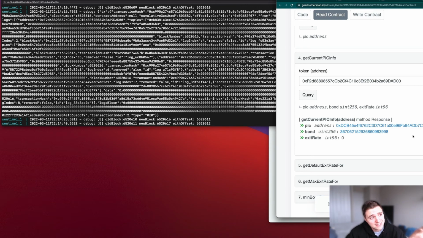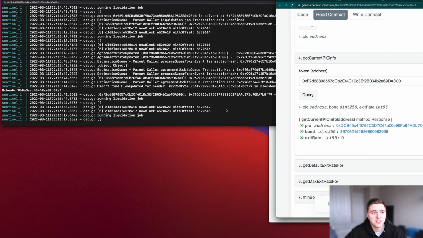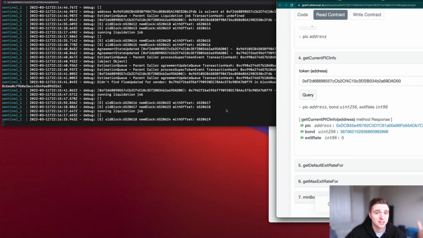So you just saw end to end us spin up a Sentinel. This Sentinel is now watching over the network. It's keeping the network solvent. It's running in the cloud for us. So right now in Goerli, you're watching live the Superfluid protocol stay solvent, which is pretty cool in my opinion. We're participating in a really innovative new Web3 primitive, and this is something you can do as well.